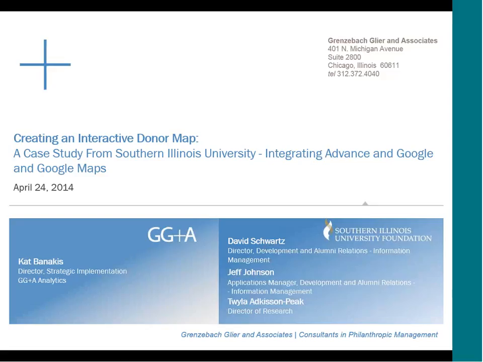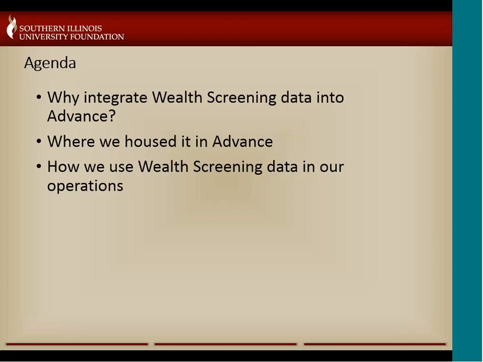All right, thank you, Kat. This is David Schwartz, and I'm going to take you through a little bit of how we've integrated Grenz & Bach-Gleer data in our system. We'll talk a little bit about the strategy we used, and then we'll get to the mapping stuff. That seems to be the focal point for many folks, and we don't want to shortchange that, but we kind of wanted to give you some background before we jumped into the mapping.